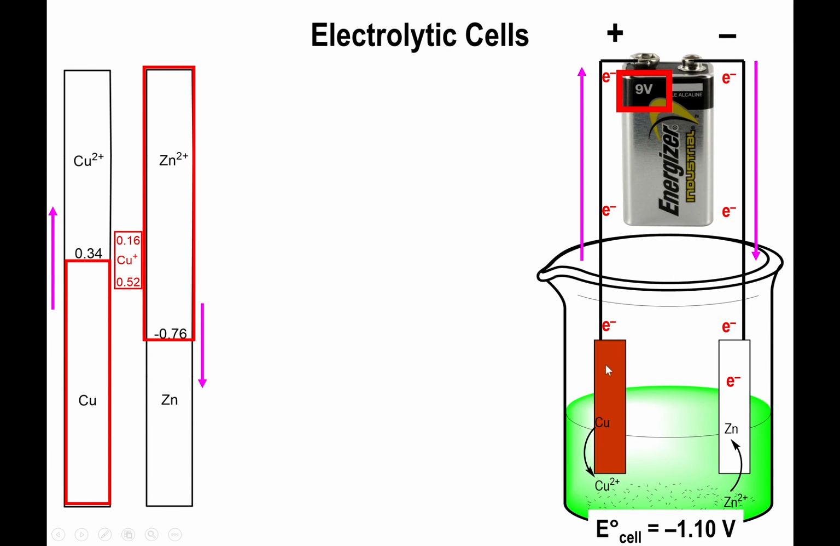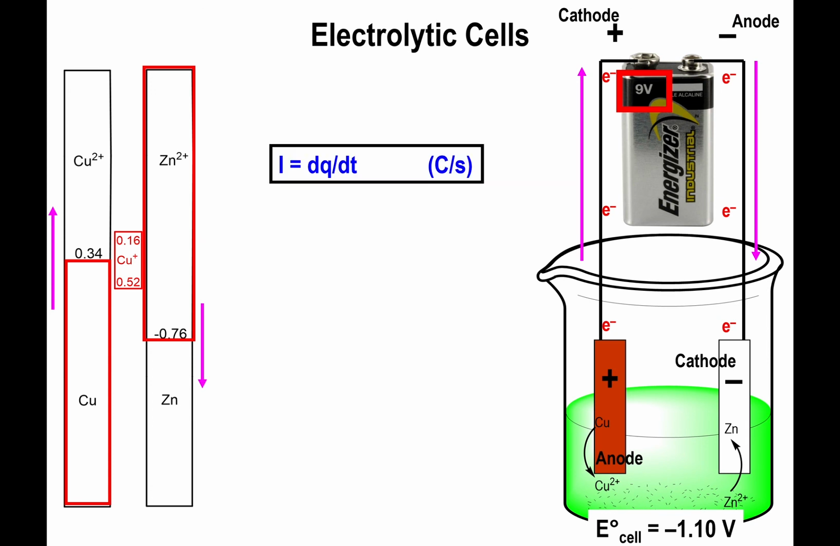So sometimes this can get a little confusing because you're basically combining anode in the electrolytic cell with cathode in the galvanic cell. And you're combining the anode in the galvanic cell with the cathode in the electrolytic cell. But in both cases, wherever the oxidation happens, that's what we refer to as the anode. And wherever the reduction happens, that's what we refer to as the cathode.